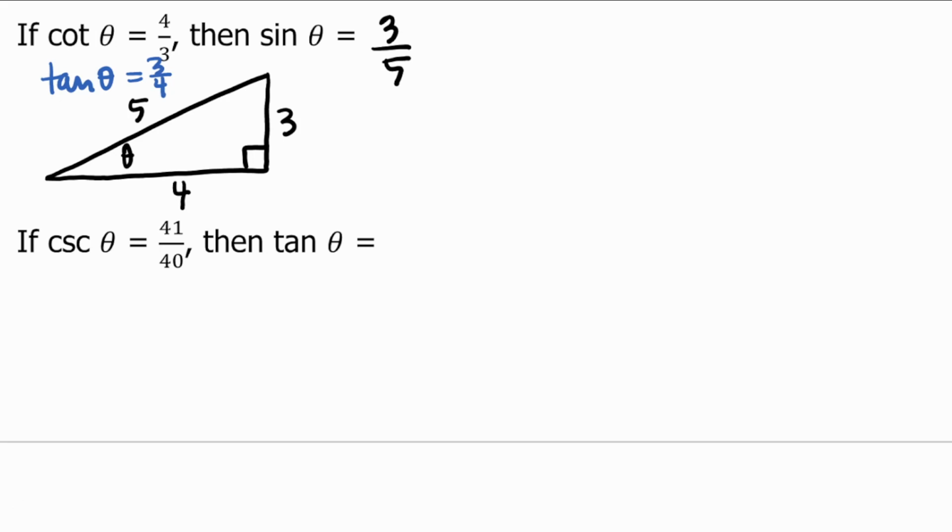So why don't you try this one on your own? Cosecant theta equals 41/40. Find tangent of theta. It's going to be exactly the same, except you might need to remember what I told you just a few minutes ago, that 9, 40, 41 is a Pythagorean triple. Okay, so try this on your own with the video paused, and then check your answers against mine, which will pop up in a couple seconds.